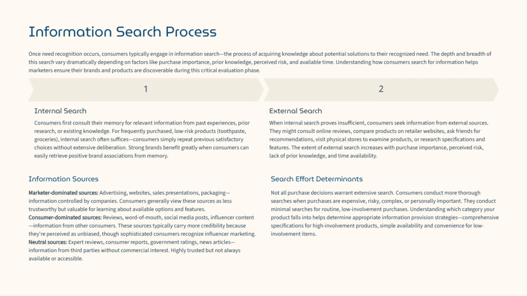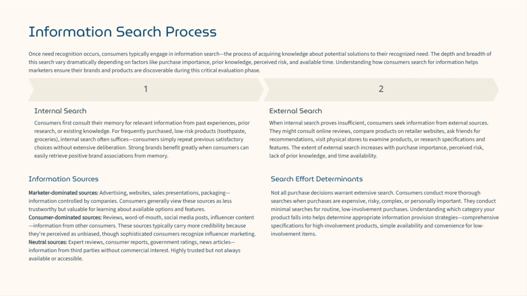Before searching externally, consumers often rely on their memory, drawing from past experiences, previous research, or existing knowledge. For common, low-risk products like toothpaste or groceries, internal search usually suffices because consumers just repeat previous good experiences. Strong brands benefit from this because consumers can easily recall positive associations, making the decision process quicker. Once a need is recognized, consumers usually engage in an information search, seeking out potential solutions.